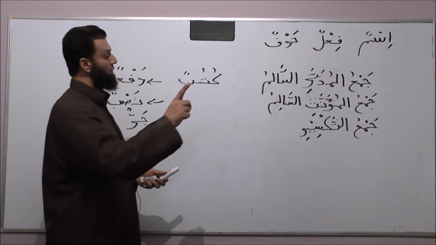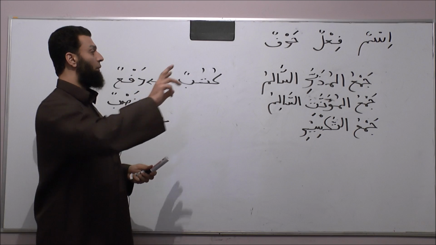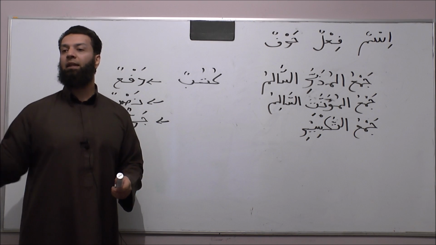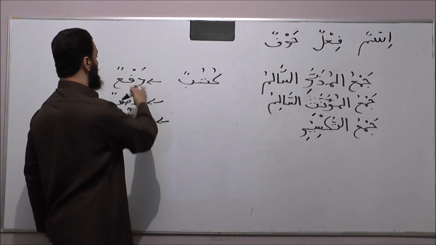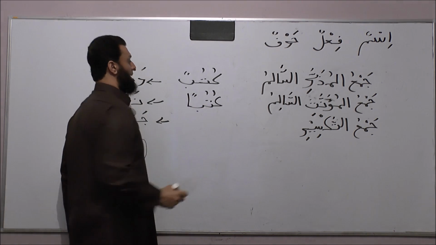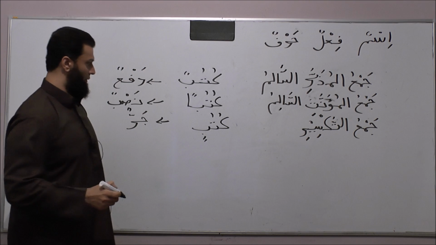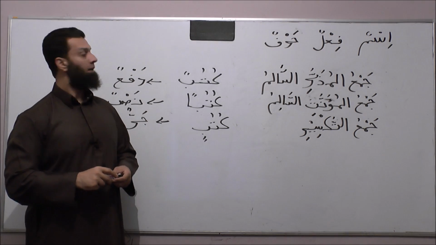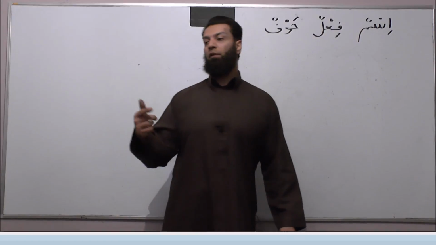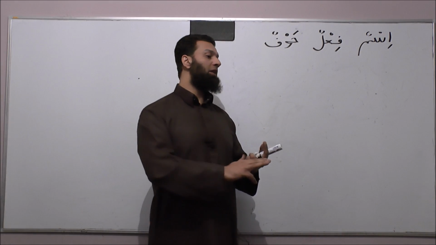It's also important to note that the broken plural alters with regards to the three states in the same way, generally speaking, as the singular. So we have kutubun in the raf'un state, kutuban in the nasbun state, and kutubin in the jarrun state. And that therefore is the broken plural. We've spoken about al-mufradu, kitabun, and we've spoken about al-jam'u and the three different types of the plural.